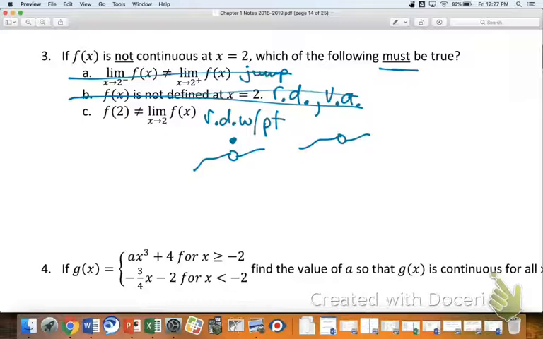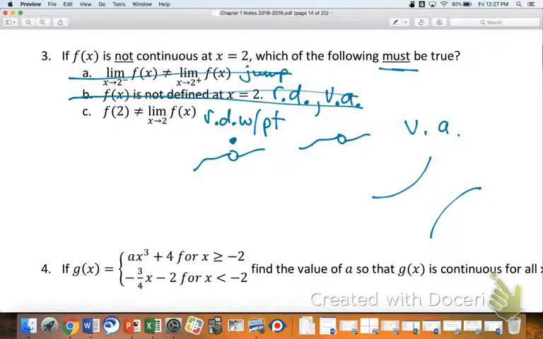Okay, so let's keep thinking here. Could it be a vertical asymptote? I think so, because if it's a vertical asymptote like this, then f of 2 doesn't even exist, and neither does the limit, right? And so you can't say, hey, DNE equals DNE. I mean, if they're both DNE, the limit simply does not exist, right?